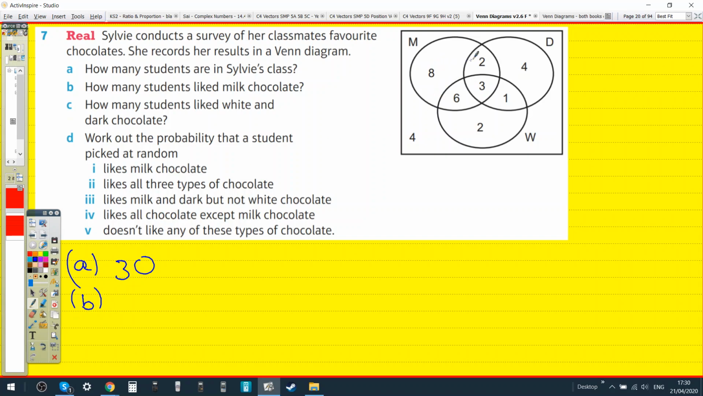Hang on. So that was 10, 20. I think it's 25 people, is it? Oh, sorry, there's 4 on the outside. So that's 10, it's 20, yeah, 30. Sorry, how many like milk chocolate? Do these people like milk chocolate? It's 19.